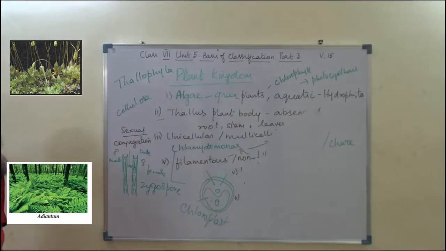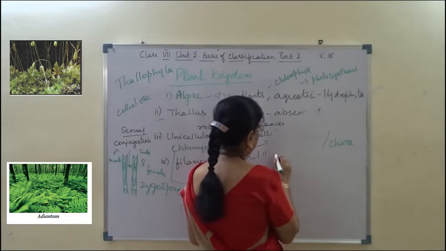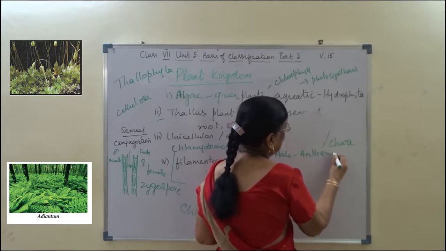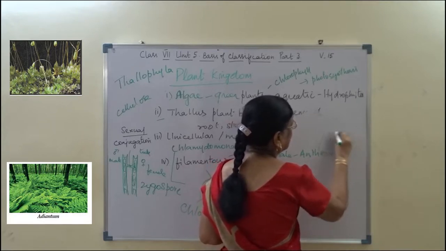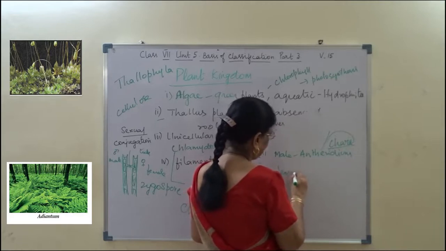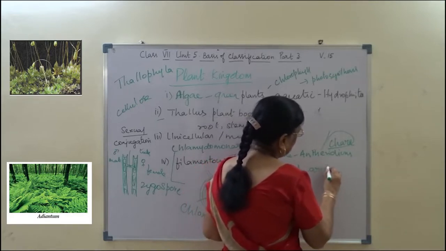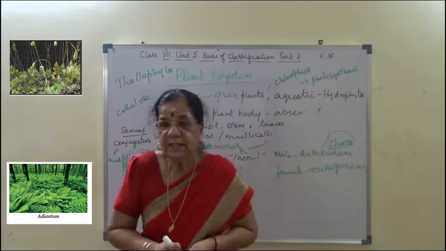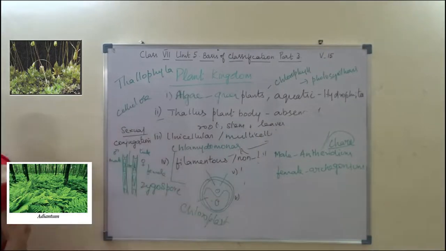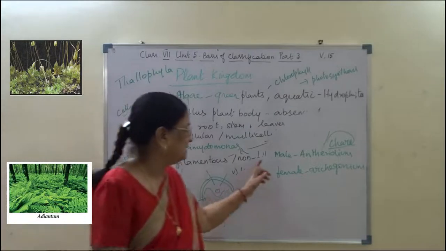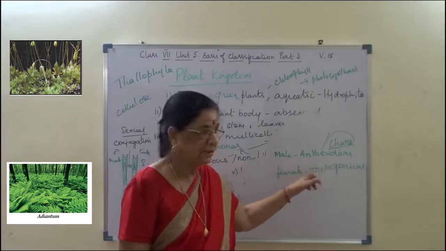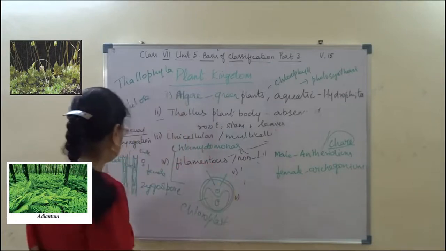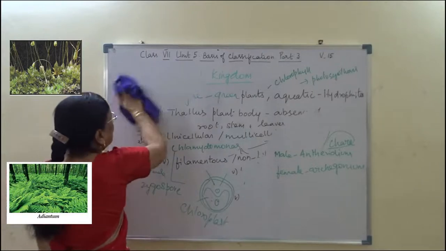Sexual reproduction occurs by the male sex organ, which is called antheridium in Chara, and the female sex organ is called archegonium. இது நம்ம புக்ல இல்லை, எழுதிக்கிறோம். Chara will undergo sexual reproduction where the male sex organ is called antheridium and the female sex organ is archegonium. சரியா? So these are the characters for algae.